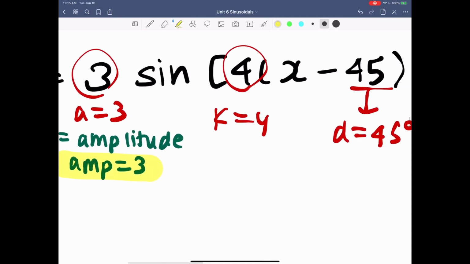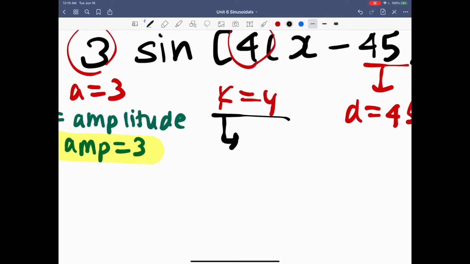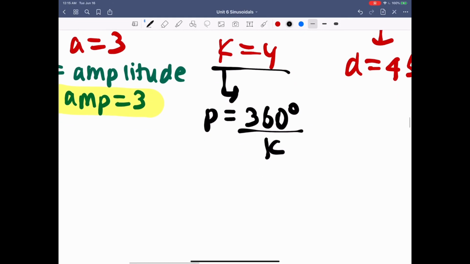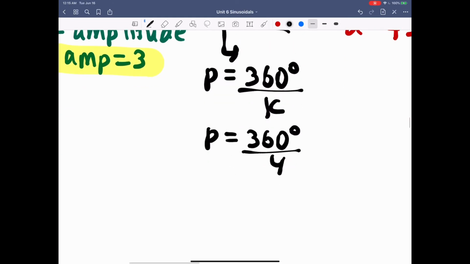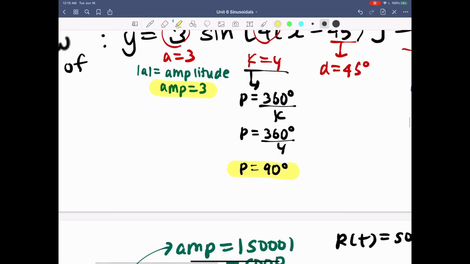So let's look at our K. With the K, there's an equation involved, and I remember that it's P is equal to 360 divided by K. So I'm going to plug that in. P is equal to 360 divided by 4. Notice that I'm still in degree mode. So 360 divided by 4 is 90 degrees. So that is my period. The period is 90 degrees.